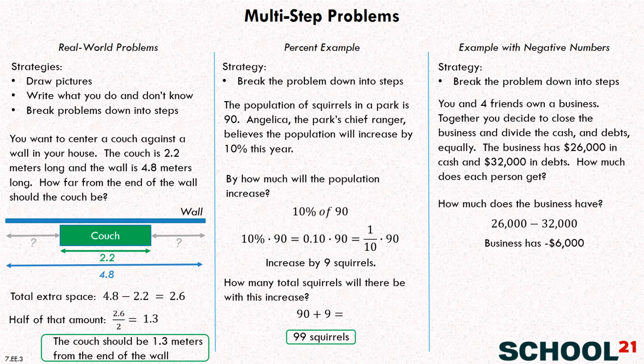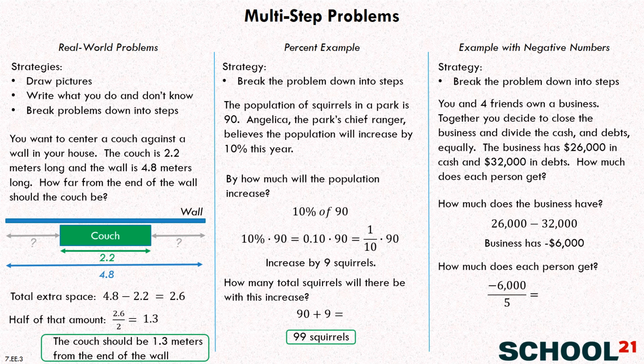Okay, good. And what did the problem say as far as the number of people? Me and 4 friends. So you and 4 friends. What's the total number of people? 5 people. Okay, so if we say negative 6,000 divided by 5, would that make sense? Yeah. And what is negative 6,000 divided by 5?